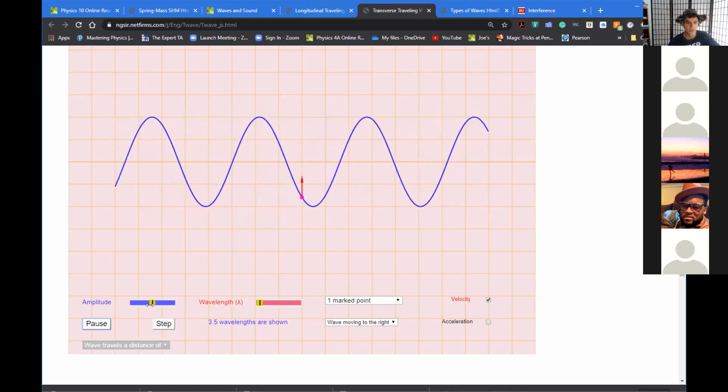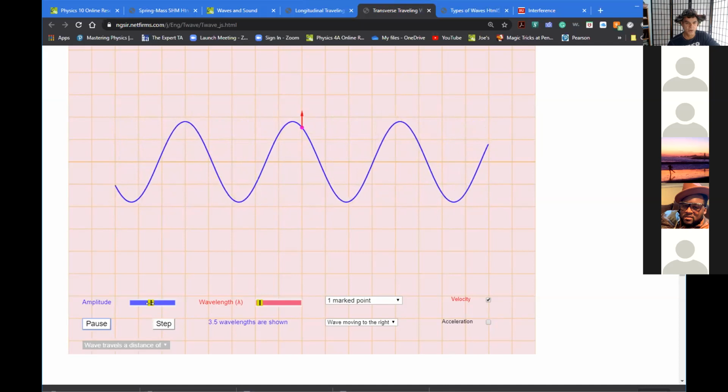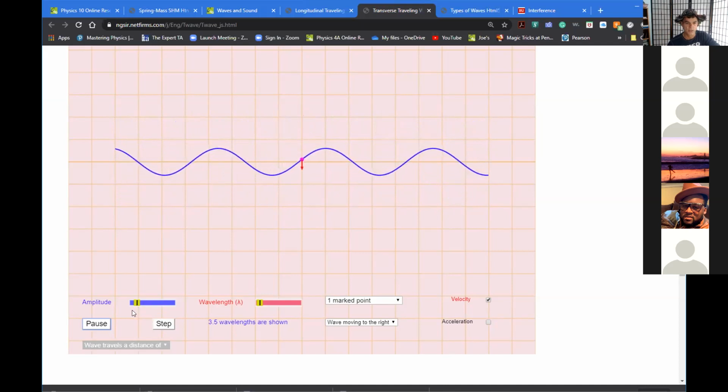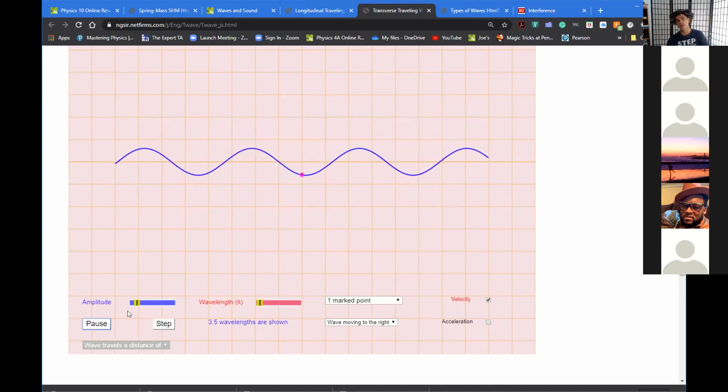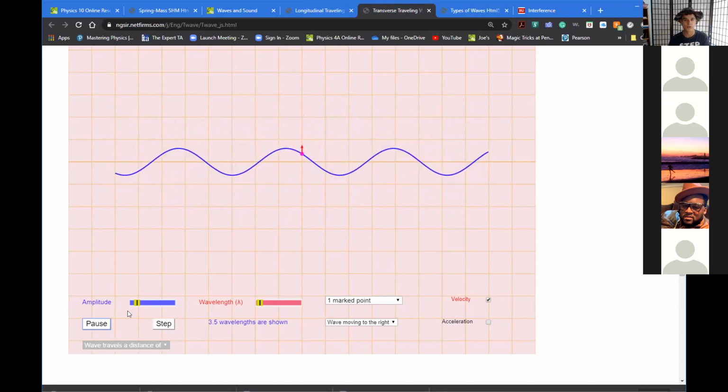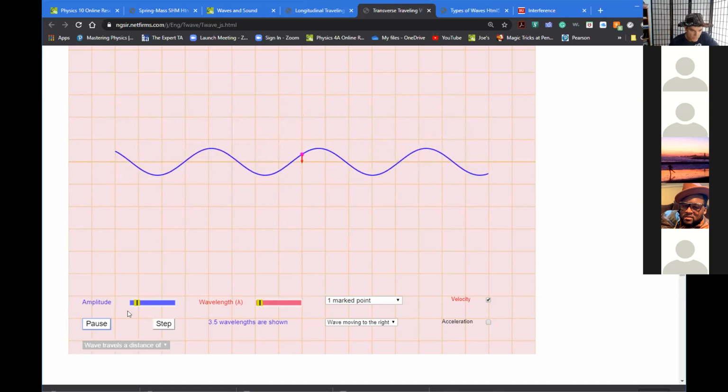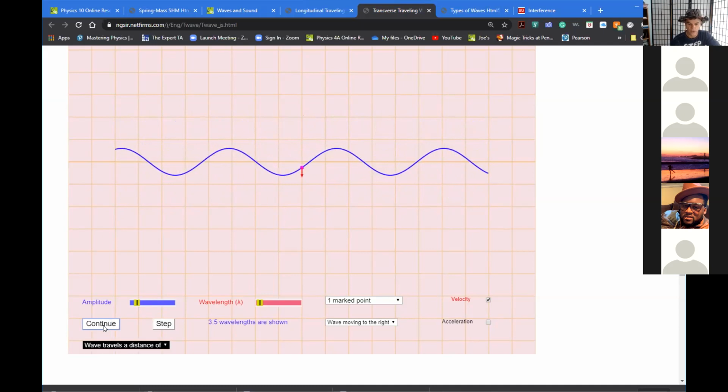So here I can adjust the amplitude. If I decrease the amplitude, that is just decreasing the height from the middle of the wave to the highest point or the middle to the lowest. Can I pause this? Oh, I can. In this case, my amplitude would be the distance from here to here or from here to here. It's always from the middle to the lowest point or the middle to the highest point. The wavelength is the distance from one peak to the next peak or one trough to the next trough.